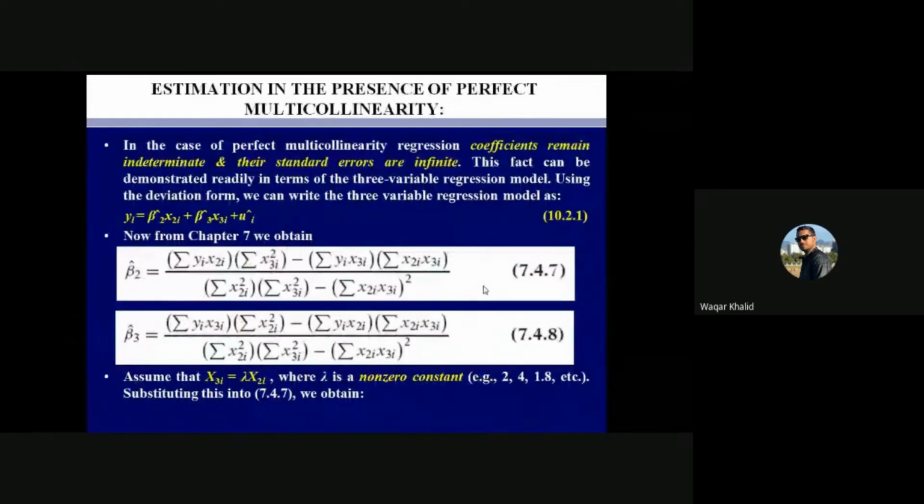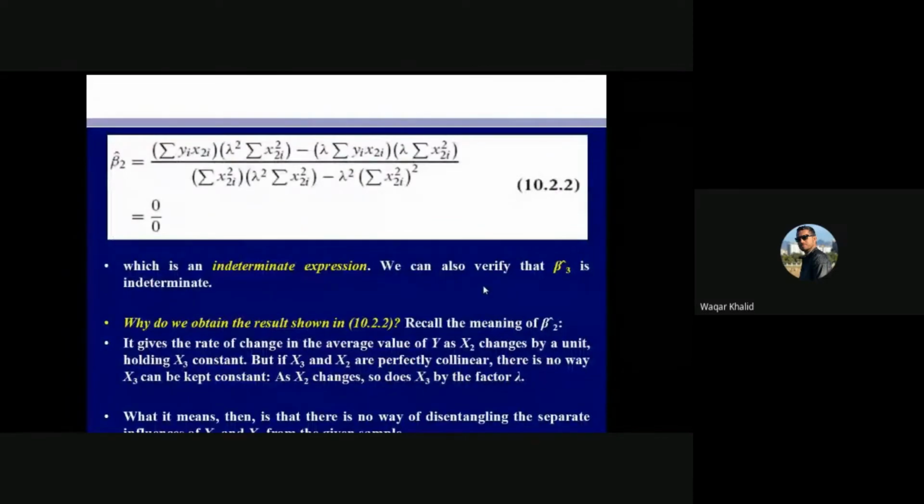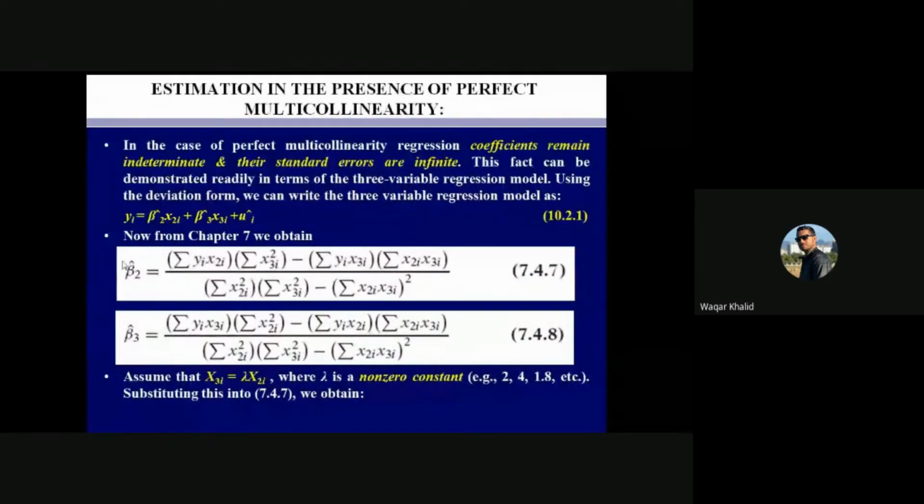Look at this case. This is how we can calculate beta 2. This is the expression for beta 2. But if your x2 and x3 variables are perfectly collinear, you cannot get this beta 2 value. It is indeterminate. Similarly, if your x2 and x3 are perfectly collinear, you cannot determine beta 3.